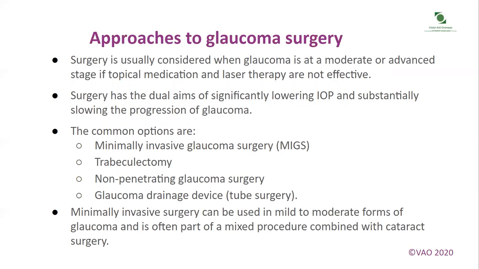Approaches to glaucoma surgery. Surgery is usually considered when glaucoma is at a moderate or advanced stage if topical medication and laser therapy are not effective. Surgery has the dual aims of significantly lowering IOP and substantially slowing the progression of glaucoma. The common options are minimally invasive glaucoma surgery, MIGS, trabeculectomy, non-penetrating glaucoma surgery, and glaucoma drainage devices, or tube surgery.